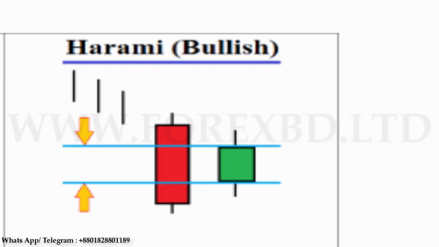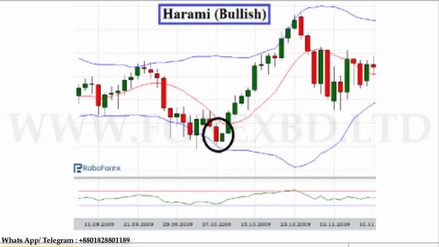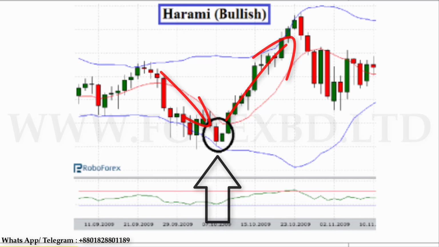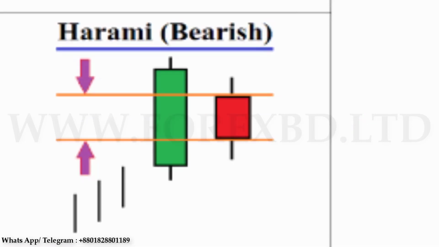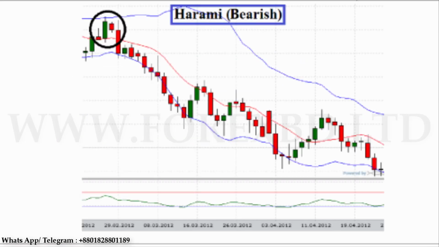Harami bullish. The word harami means pregnant in the Japanese language. That is, when a candle is made in the market whose size remains within the range of the previous candle, it's called harami. The candle provides an uptrend reversal signal when seen in a downtrend market. Harami bearish. This candle looks like harami bullish. However, when it's seen in an uptrend market, the market provides a downtrend signal.